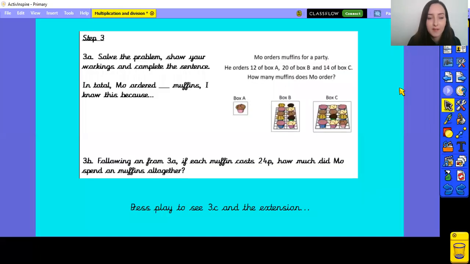Okay, so if you fancy a challenge, here is step 3 of the worksheet. On the board here is step 3A and 3B, and you need to press play again to see 3C and the extension. So pause the video now to have a go at 3A and 3B.